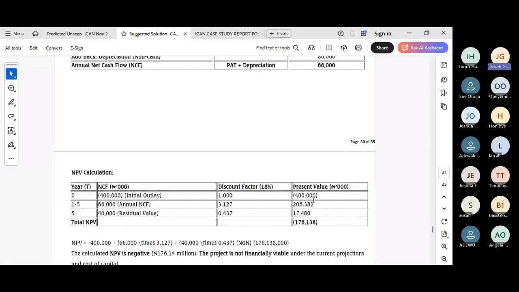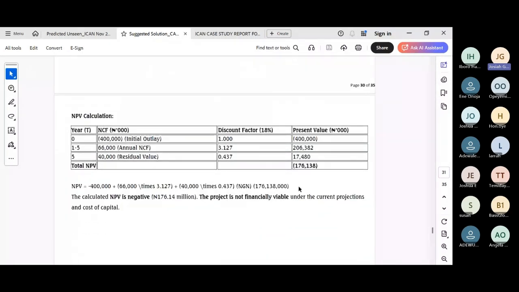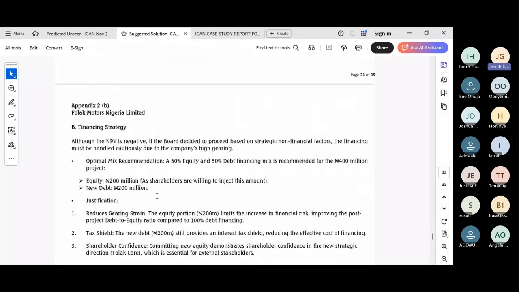So if you set 400 against these two positive cash flows, you have a negative NPV. You have a negative NPV. So I just did a short computation here to help project that. That means the project is not viable under this current computation and cost of capital because it's a negative NPV.